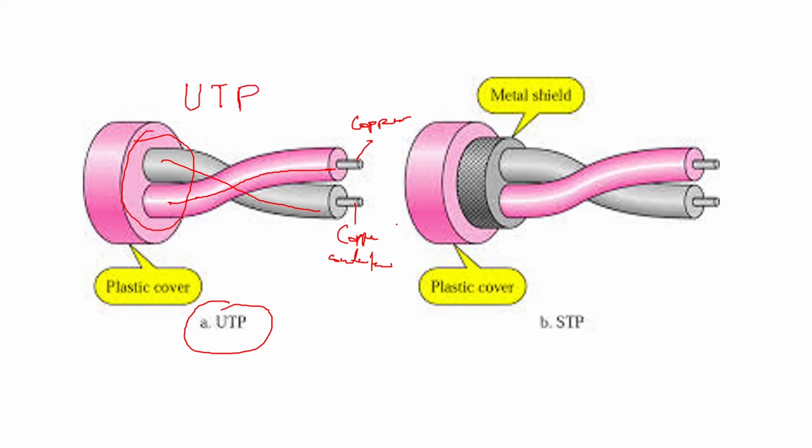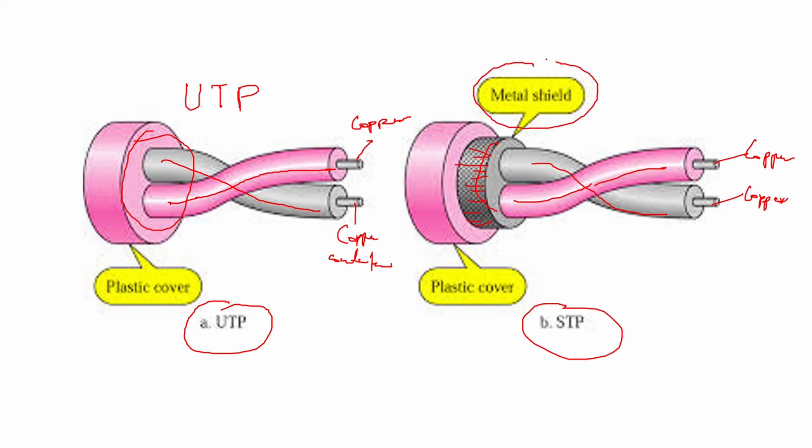Similarly, if you go for STP as shown in the second figure, this is your STP. So the arrangement is the same. Here you are having your twisted wires. Here you are having your copper conductor, which is there inside the insulated wire, and upon that you have a metal shield. This is a metal shield, this is the mesh. Now this is an extra thing that is there in STP.